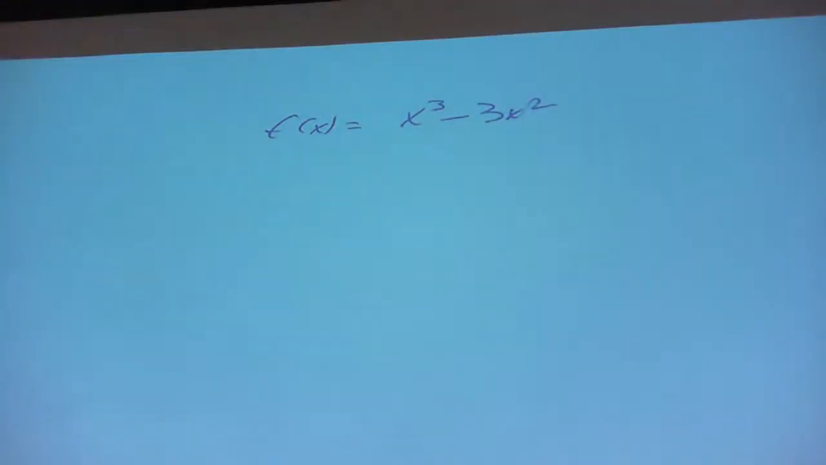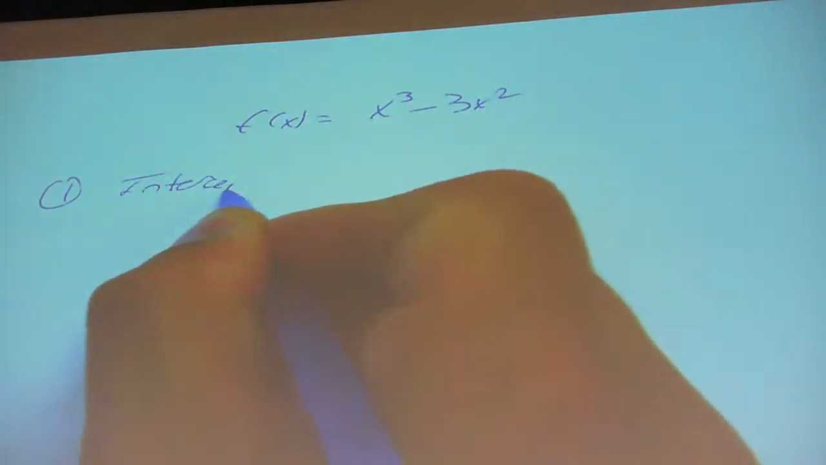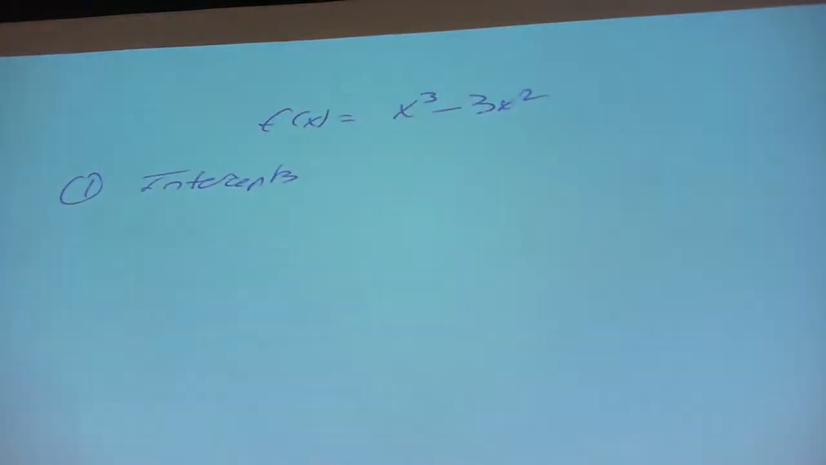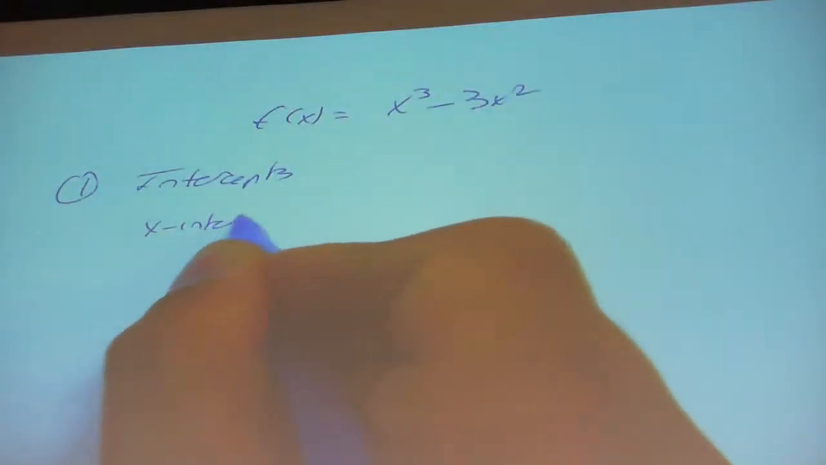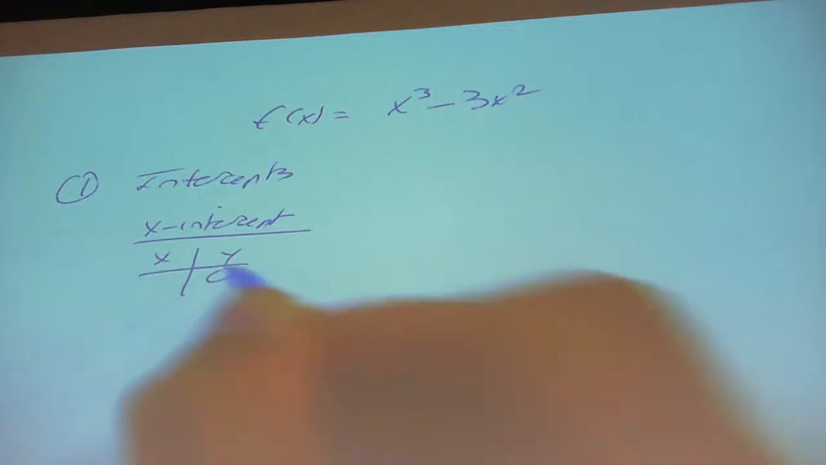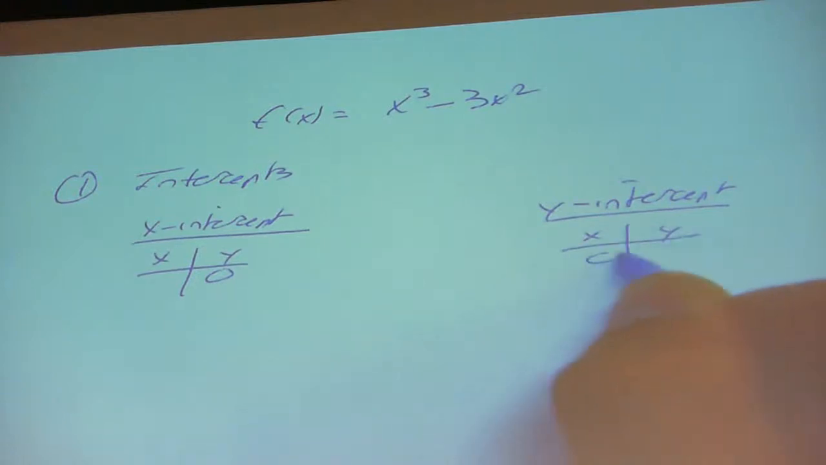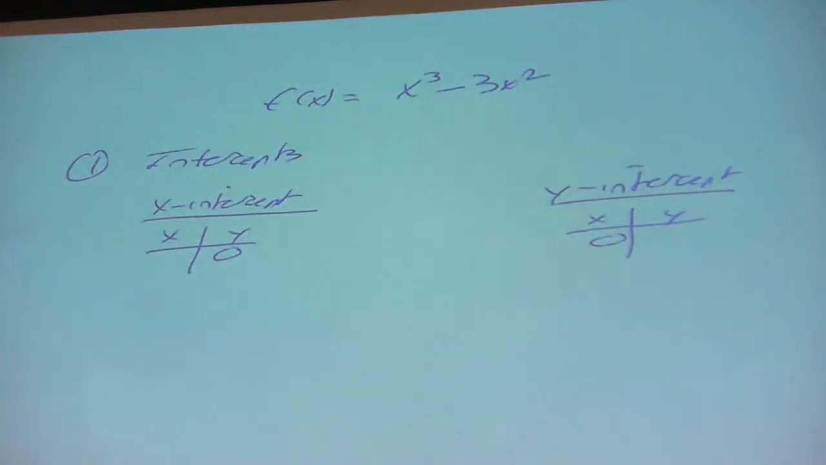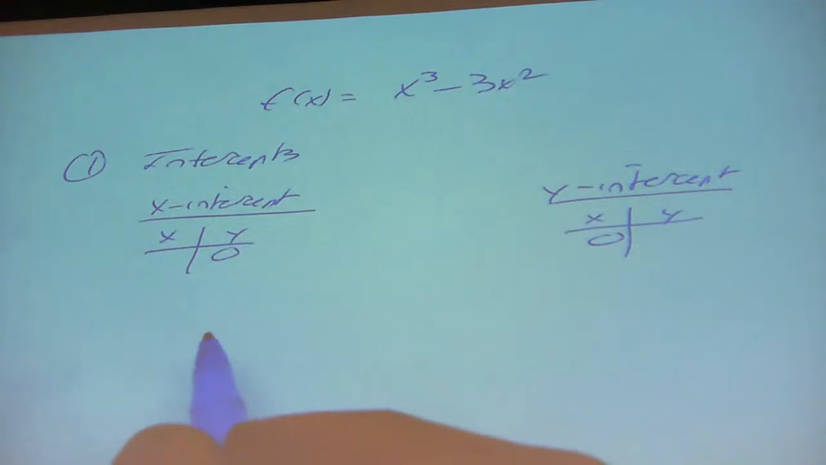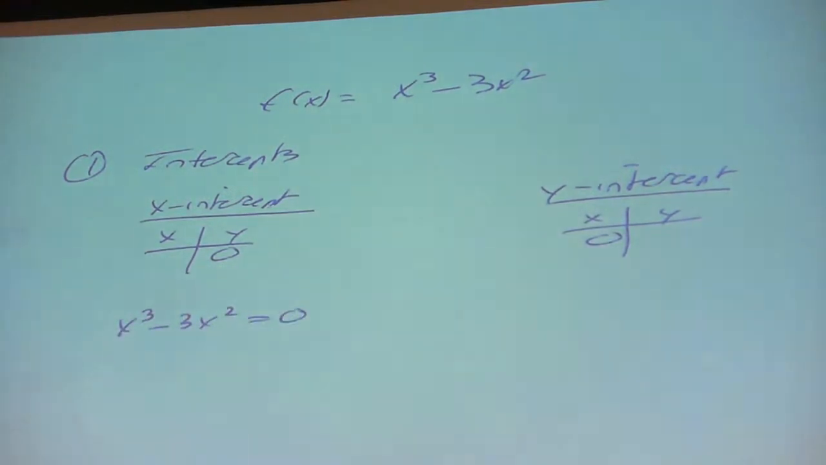the very first thing we're going to do is find the intercepts. Remember, to find the x-intercept, you make y 0. If you want to find the y-intercept, you make x 0. You remember all that from algebra, and it's all about the original. So to find the x-intercept, we make y 0. So x cubed minus 3x squared, set that equal to 0.